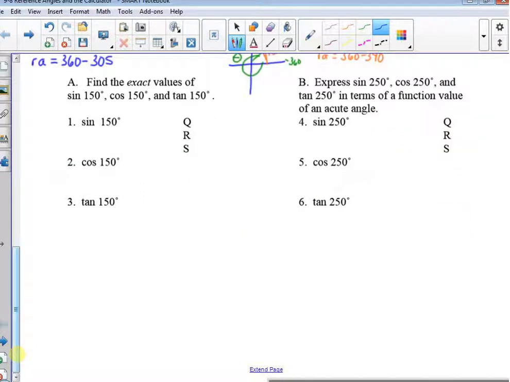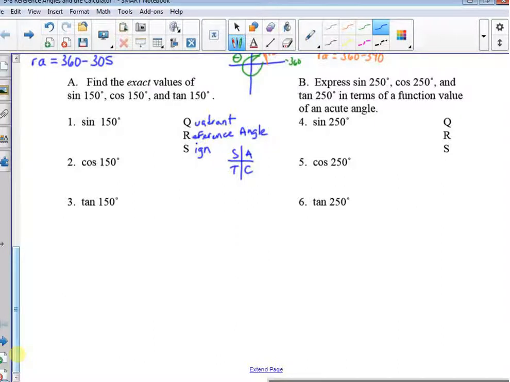So for sine of 150, I'm going to set up something that is known as Q, R, and S. Now Q stands for quadrant. R stands for reference angle, as you might have guessed, and S stands for sine, not S-I-N-E, sine, as in all students take classes chemistry or calculus. So I'm going to set up QRS on this, okay?